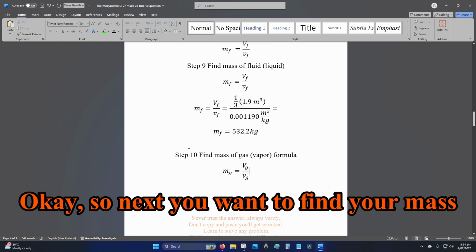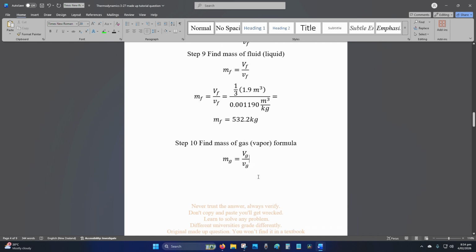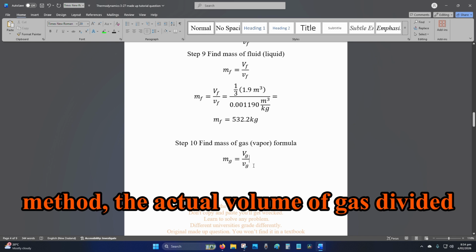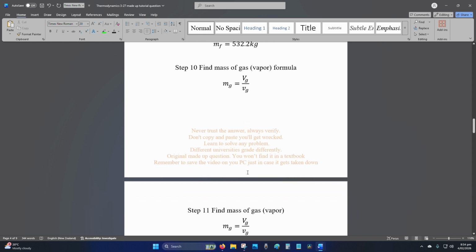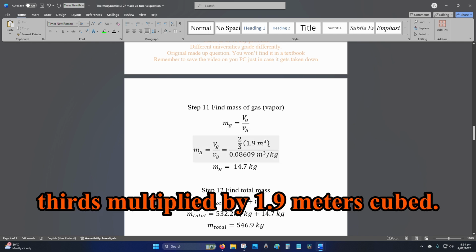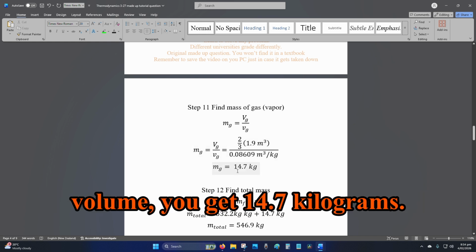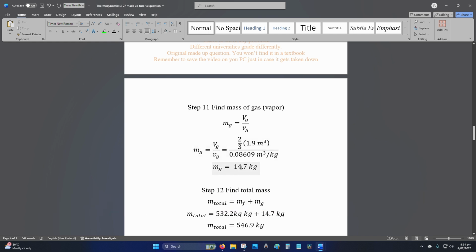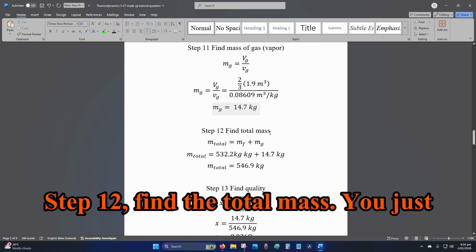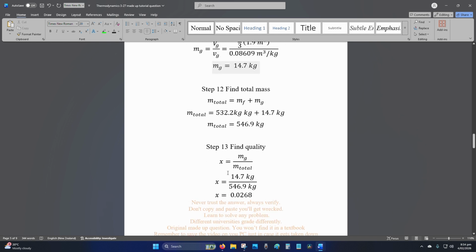Okay, so next you want to find your mass of gas. Formula, same method. The actual volume of gas divided by your specific volume of gas. So step 11, find the mass of gas. 2/3 multiplied by 1.9 meters cubed, and then multiplied by your specific volume, you get 14.7 kilograms. Step 12, find the total mass. You just add them together, you get 546.9 kilograms.